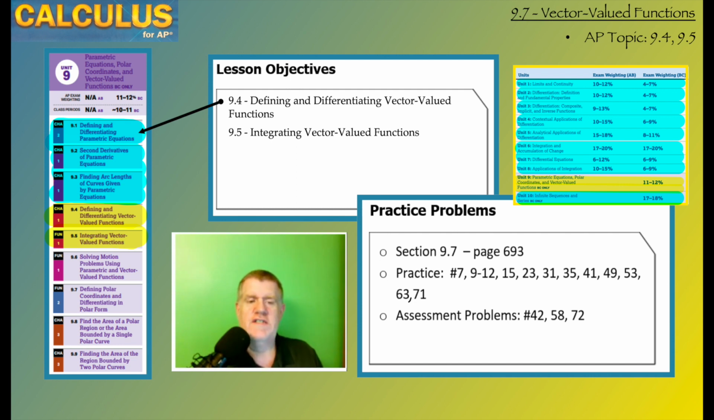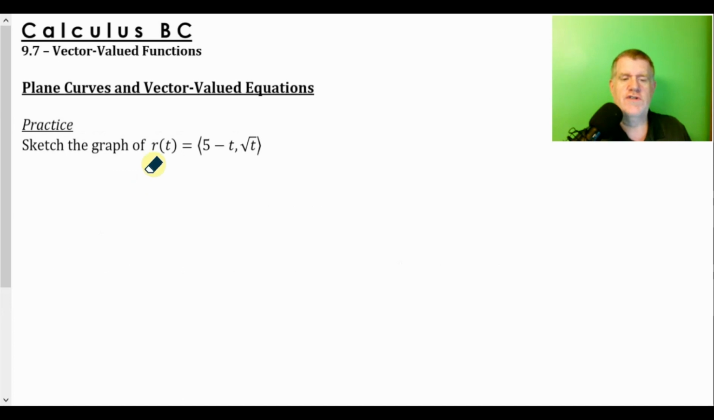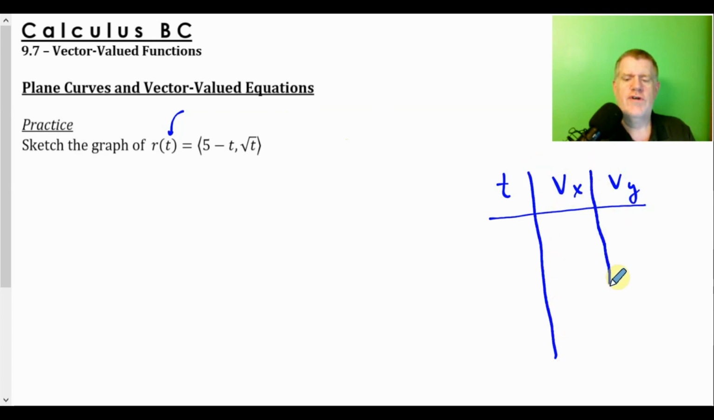We're going to practice our plane curves by sketching the graph of the vector 5 minus t, square root of t. And vector valued functions are just like parametric equations. That t we consider almost a time. There's something that's in motion. So the idea would be that at some moment of time, we have the vector's x component and the vector's y component. So really what we're doing is we're tracing the plane curve that is created by these vectors.